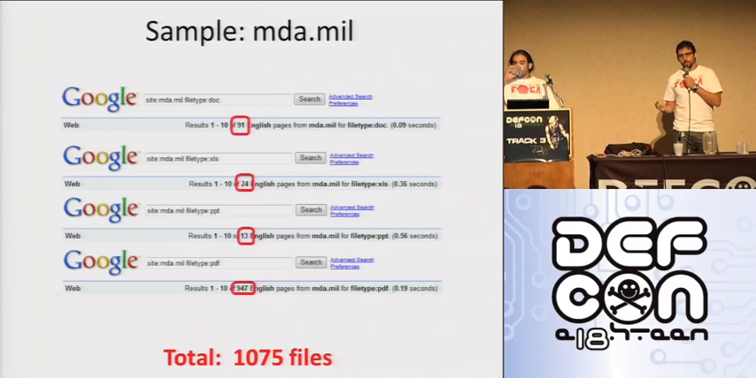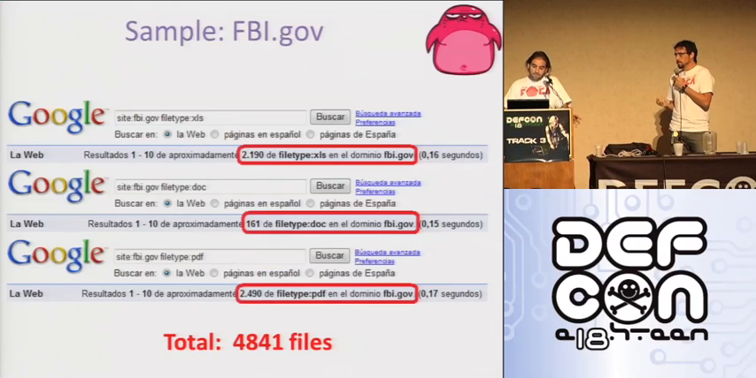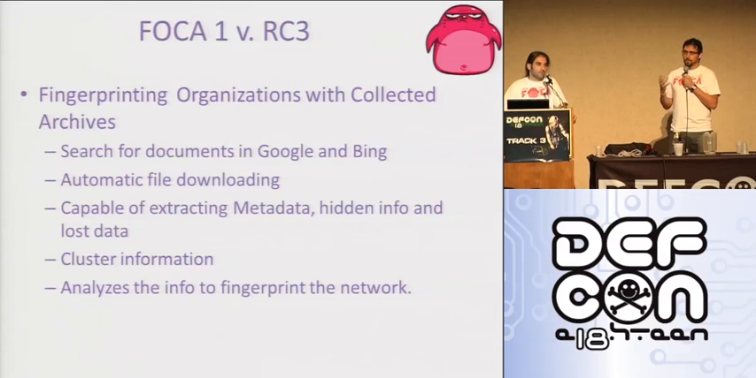Instead of taking one document, we're going to take as many documents as we can. So we're going to go to a web search engine, download as many documents as we can, and look at the information in all those documents. When you have one single document, you're going to have one user, one path, one printer. That's not very useful from a penetration testing standpoint unless you want to do some social engineering. When you have 1,000 files, like with the Missile Defense Agency, then you start putting this all together, and you get a whole bunch of information. If you get the FBI with almost 5,000 files, you put all this information together, and you saw last year what happened. So you can get a fairly accurate and very complete map of the network.